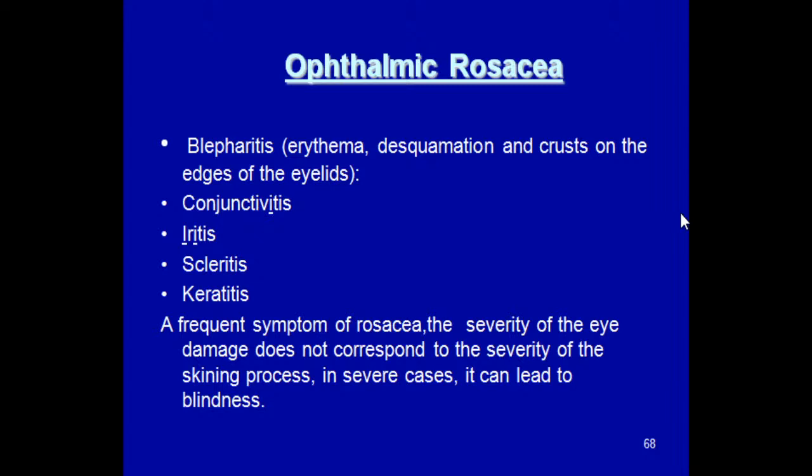Ophthalmic rosacea: blepharitis, erythema, desquamation, and crusts on the edges of the eyelids. Conjunctivitis, iritis, scleritis, keratitis are frequent symptoms of rosacea. The severity of the eye damage does not correspond to the severity of the skin process. In severe cases, it can lead to blindness.